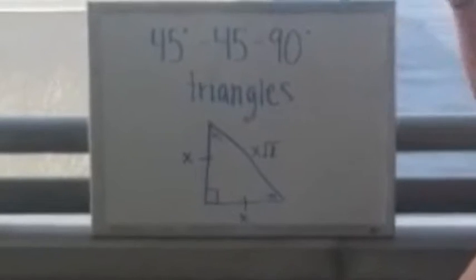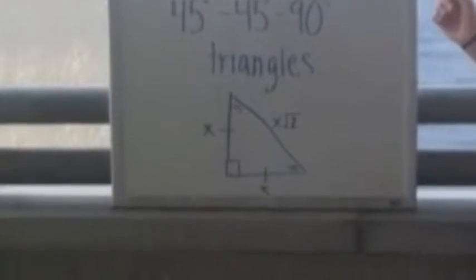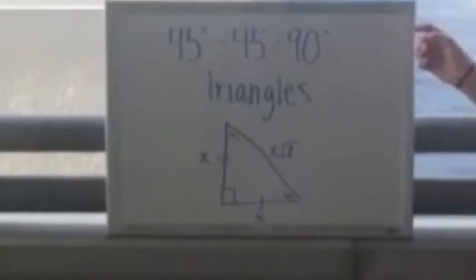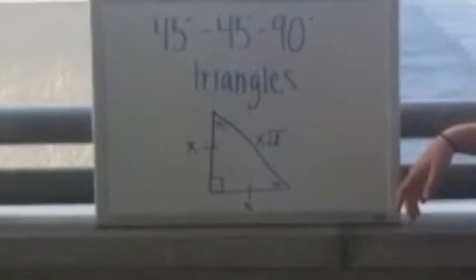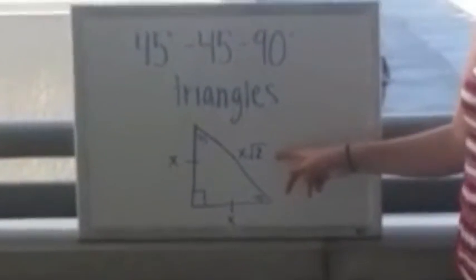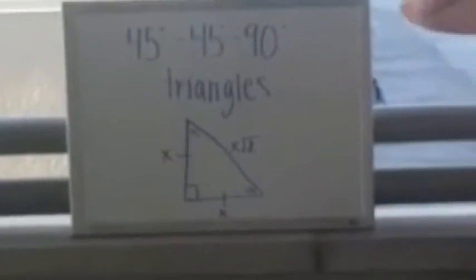Two types of triangles. The first one is a 45, 45, 90 triangle. The basic rule is that both of the sides are congruent, and whenever you're going to find the hypotenuse, it's always whatever the length is, and then you just add radical 2.